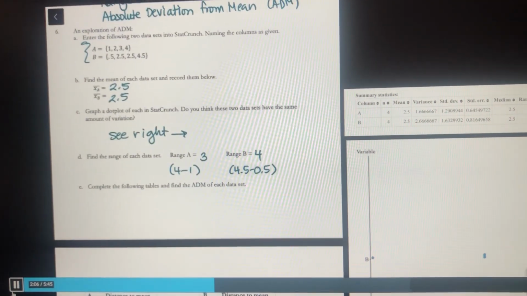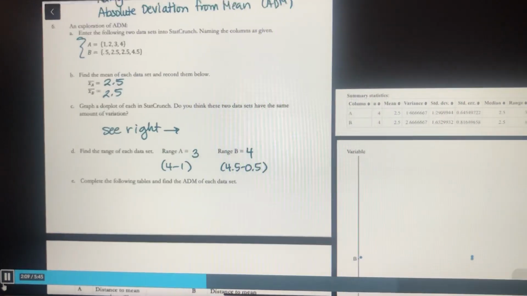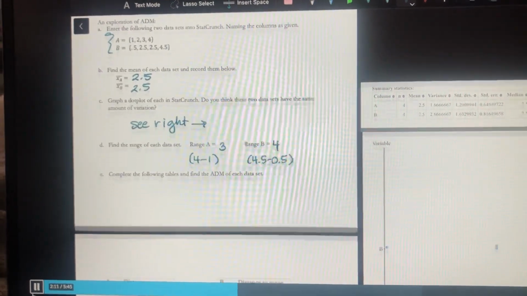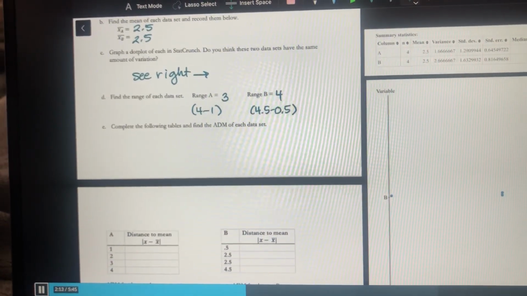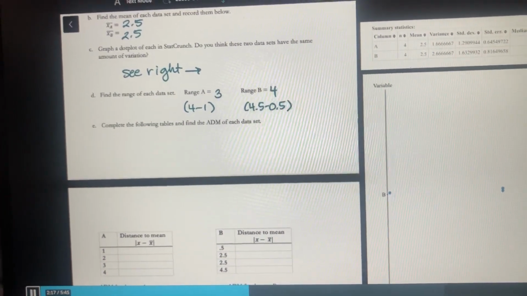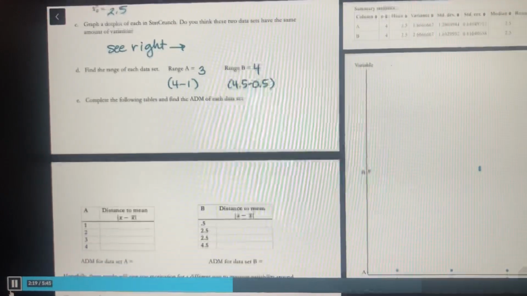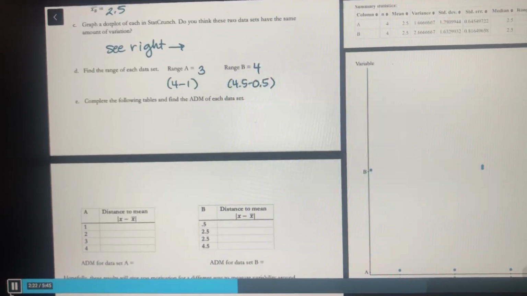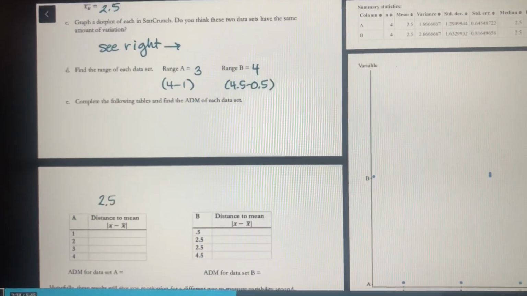Okay, we're back on our worksheet here. I've added the mean, I've added the dot plots on the right-hand side, I've added the ranges, and now we're going to compute the following tables, finding the ADM of each. Remember, that's the absolute distance from each mean. Remember that the mean is 2.5.